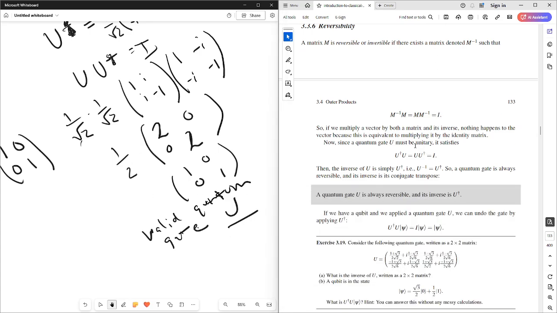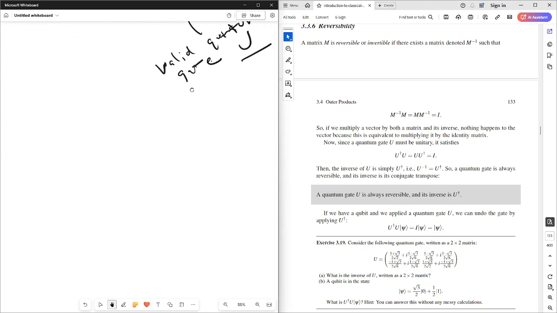All right, reversibility. So this plays into, when we were talking yesterday about how in classical computing we've got reversible circuits, reversible gates. So not all classical gates are reversible, but every quantum gate has to be reversible.